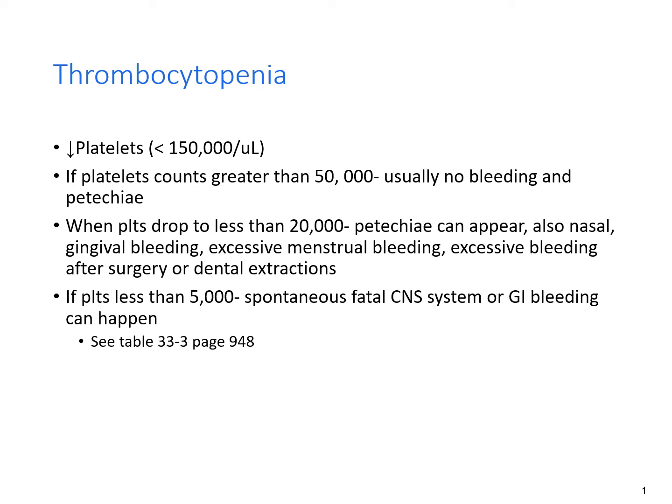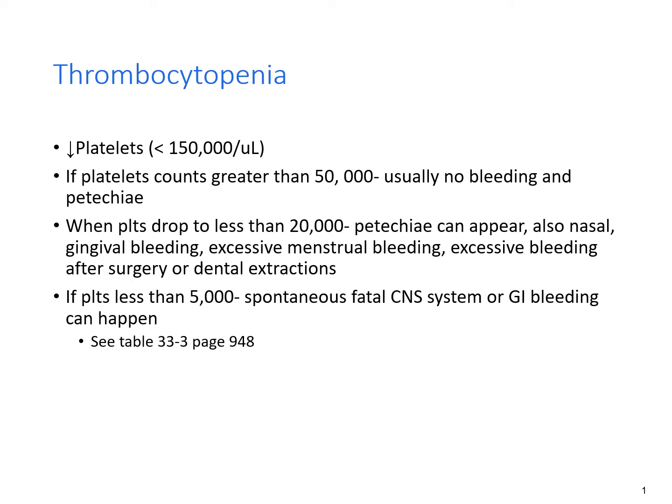So this is our part 2 audio on anemia, and we're now specifically looking at thrombocytopenia. By definition, thrombocytopenia is when our platelets are less than 150,000. And then we'll talk about how that may look in the patient.